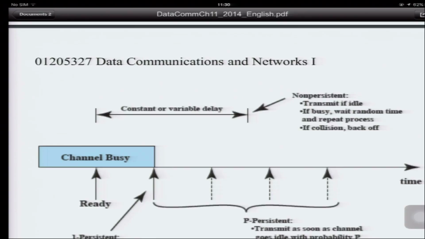So if it's busy, you're not sending. You go out for a random time, and then you come back and listen again whether it's busy or not. If it's idle, you transmit. If it's busy, then you go out for a random time again, maybe buy coffee or something, and then go back and check again. And if there's a collision, then you back off.